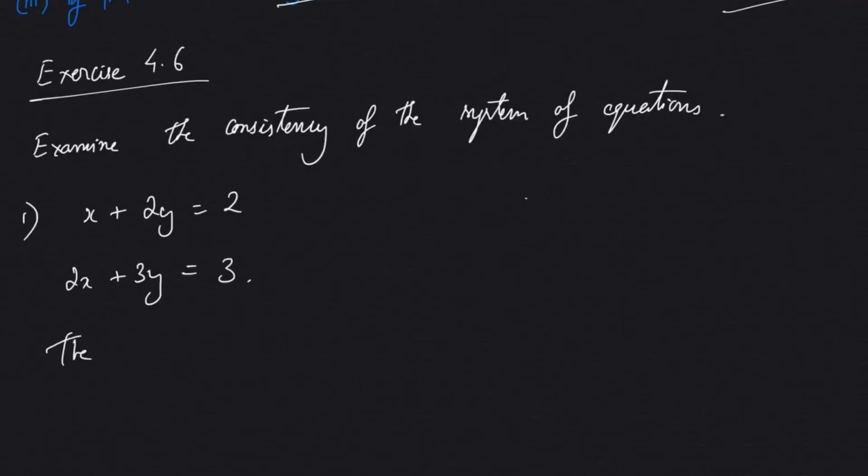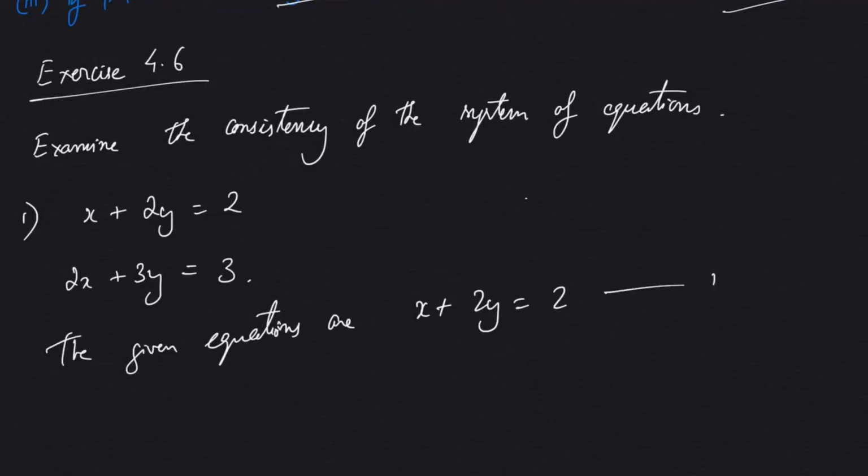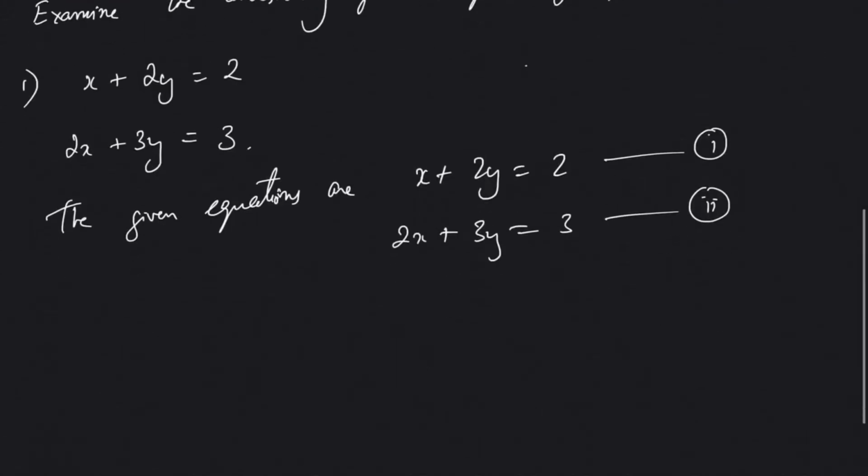The given equations are, we should not be lazy, right? If I am being lazy, then it is gone. x + 2y = 2, 2x + 3y = 3. So let A be a 2 by 2 matrix because we have only two equations and two variables, so definitely it's simple.